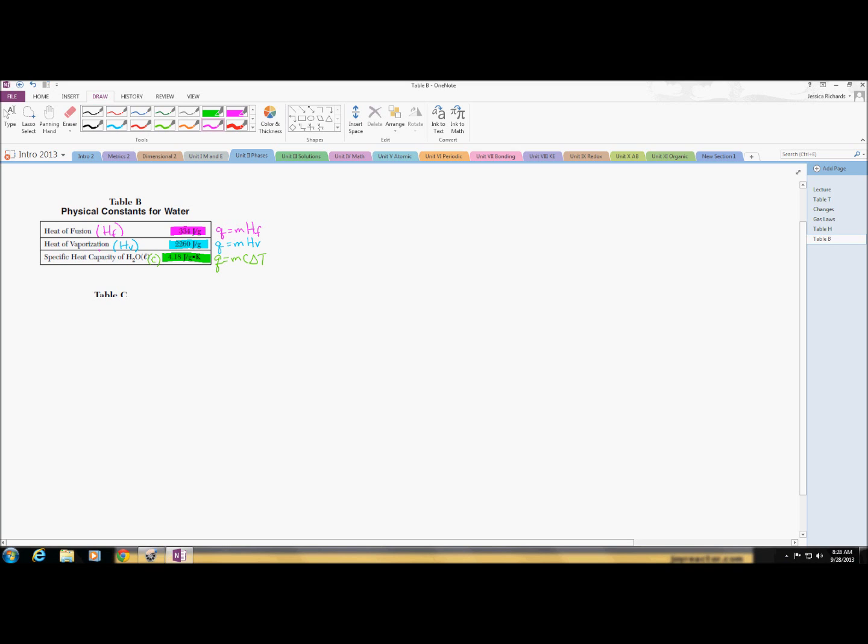Next is heat of vaporization. They shorthand that H sub V. Heat of vaporization is the amount of heat that needs to be absorbed to turn 1 gram of liquid water into 1 gram of gaseous water. It also is the amount of heat that needs to be released to turn 1 gram of water vapor into 1 gram of liquid water. And that's 2,260 joules per gram.